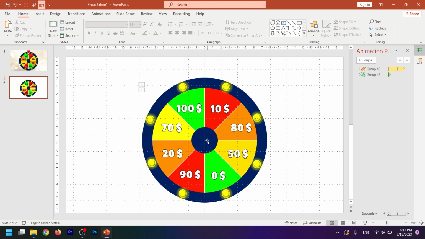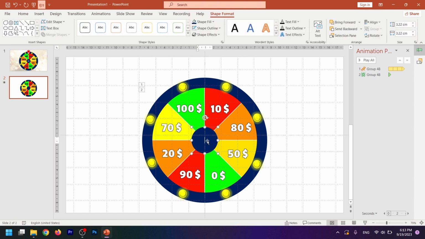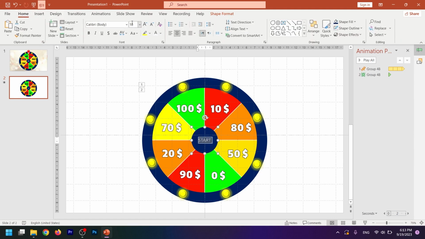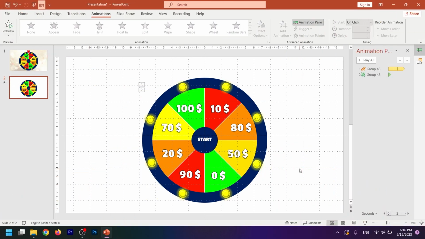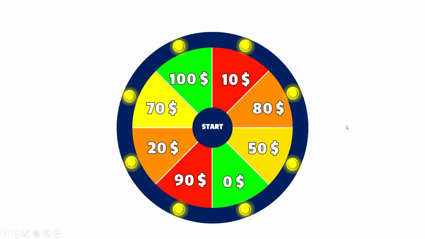We want to write start in this button. Double click and type start. You can change its font. Go to the tab Home and change this. You can change the size or add effects on this font. See our lucky wheel until here. Go to the slideshow and press.